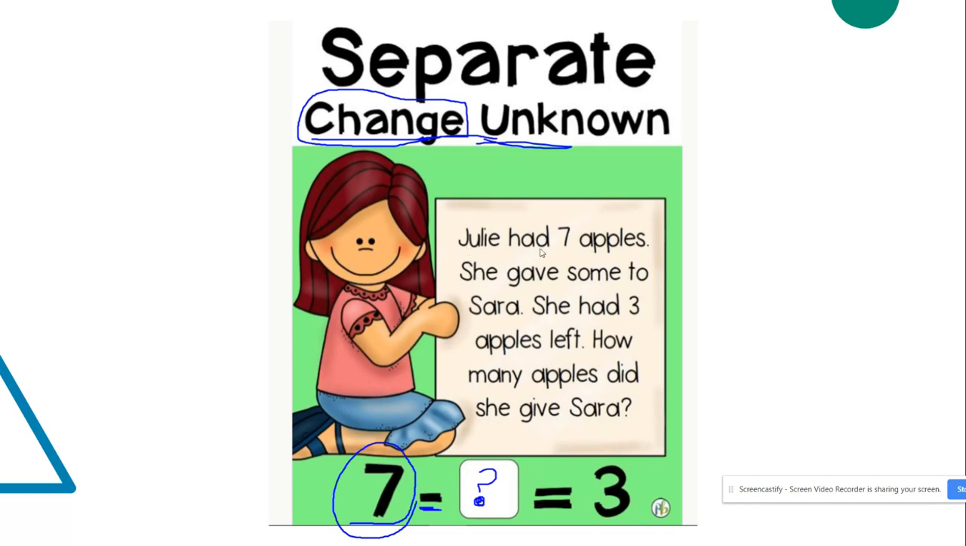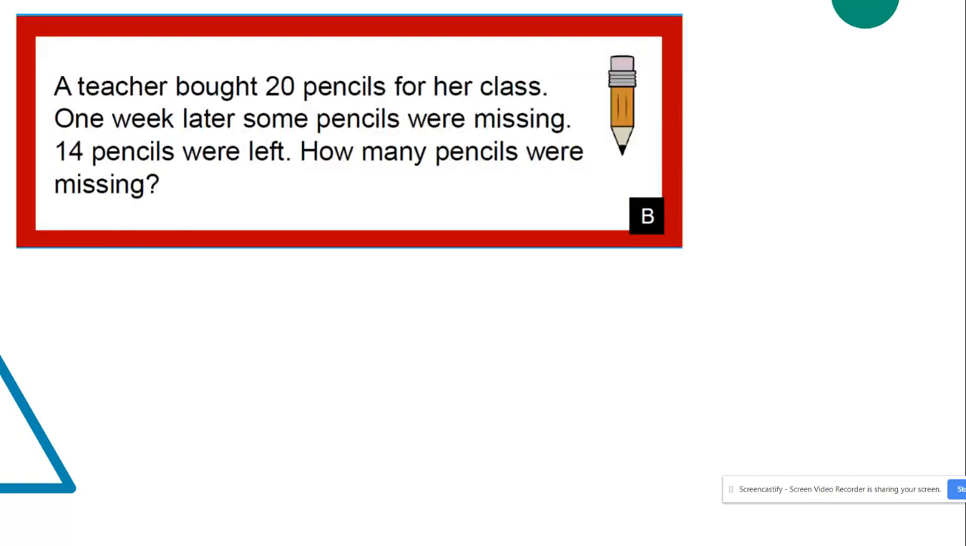So look here. Julie had 7 apples. That's the total. She gave some to Sarah. Huh, how many? How many did she give to Sarah? We don't know. But it tells us that she had 3 left after she gave some to Sarah. So how many did she give to Sarah? That's how you set up the problems where you don't know how many are being taken away. So let's try this one.